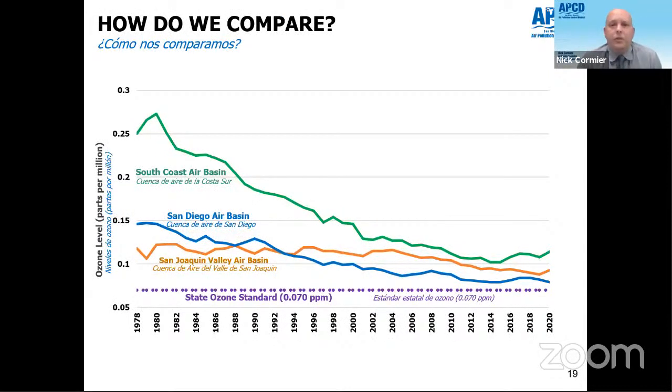But how does San Diego's ozone pollution problem compare with other metropolitan areas in the state? It's not necessarily an apples-to-apples comparison because each air district has its own meteorology, topography, and mix of emission sources. However, all regions in California, such as the South Coast Air Basin in the Los Angeles area, as well as the San Joaquin Valley Air Basin in Central California, have also made considerable progress.